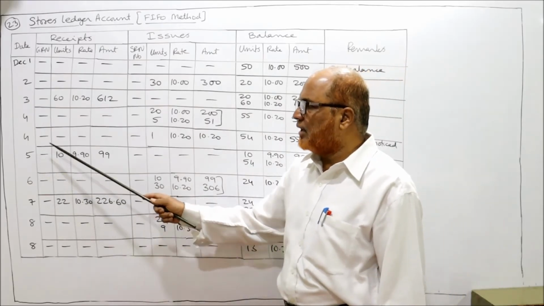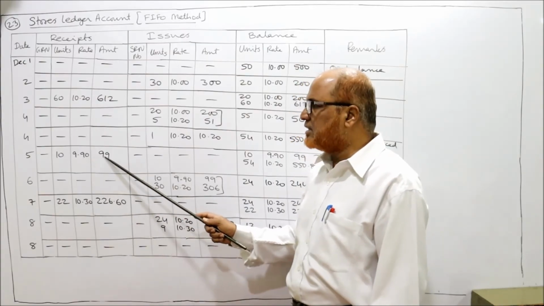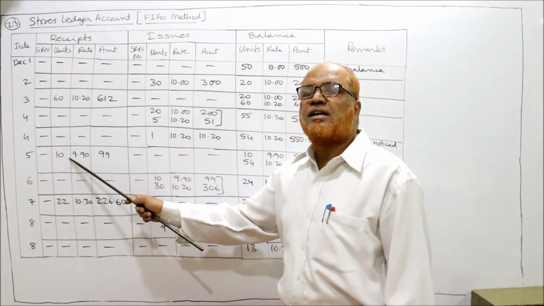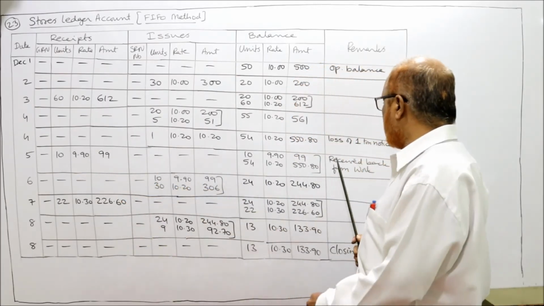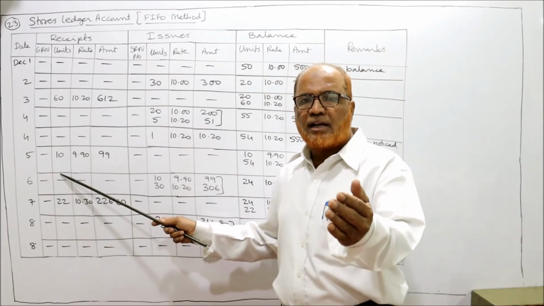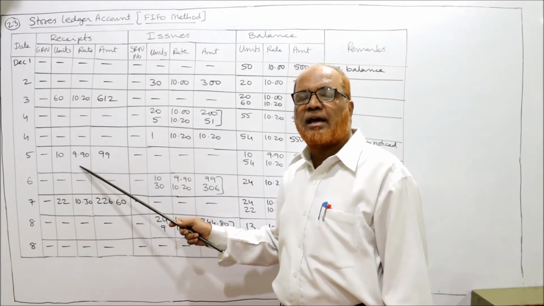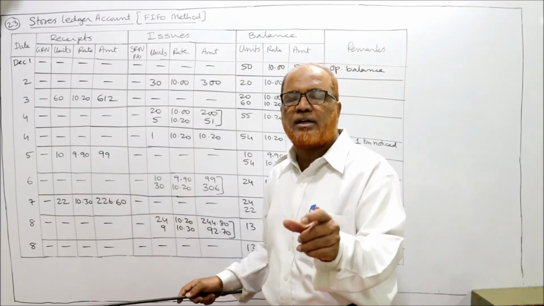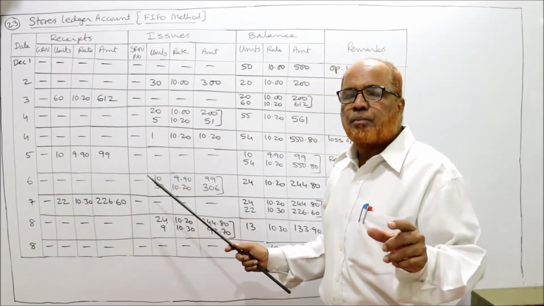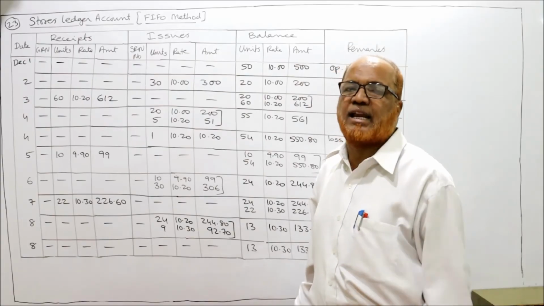Now 5th December, there is purchase of 10 tons at 9.90 per ton. 99 rupees. Now we keep it separate. First of all, these 10 tons are returned back from the works. Received back from the work. Work means factory. From the factory, it is returned back to the stores. So at what rate? Given in the problem, 9 rupee 90 paisa. At 9.90, it is received back into stores. So 99.